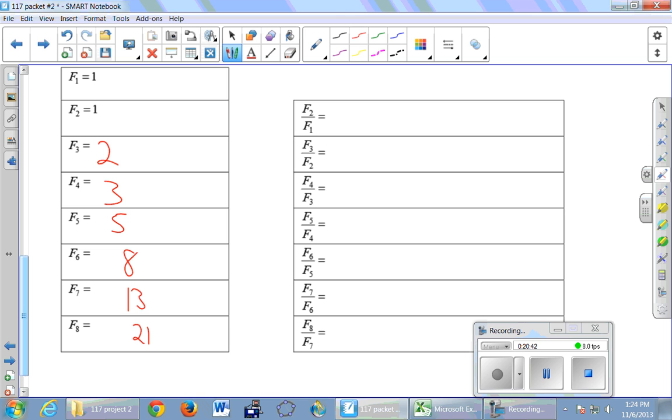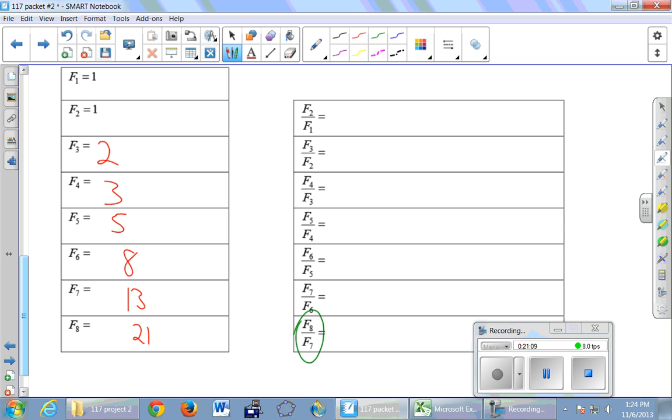Before you continue to the next page, let me just do one of these examples in the right-hand column. I'm going to pick the last one right here. F8 over F7, you don't see that? We don't have F8, it's on the next page. Of course we don't. Oh, okay.